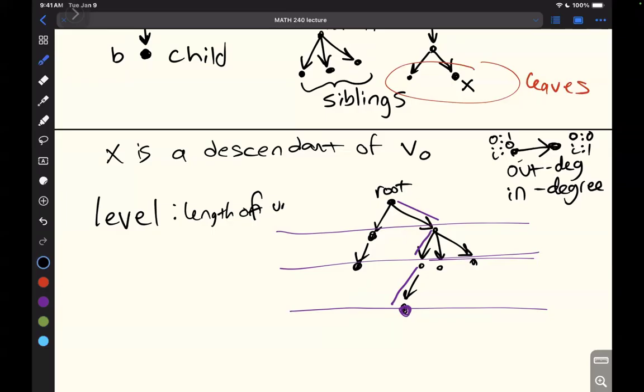Length of unique path to a vertex from the root.